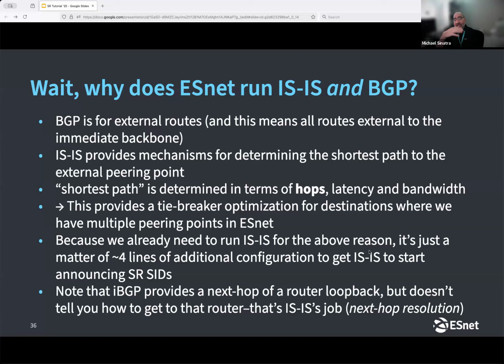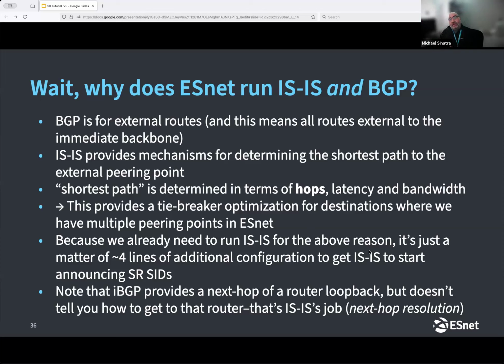And the reason for that is that IBGP provides a next hop that is a router loopback. Okay, so that's really useful. That tells me I need to go to this router to get to this external peer. Like, say I'm going to Cloudflare, I need to go to my router at Equinix Chicago or Equinix Ashburn, one of those locations. But it doesn't tell me how to actually get to that router if I'm not already that router.